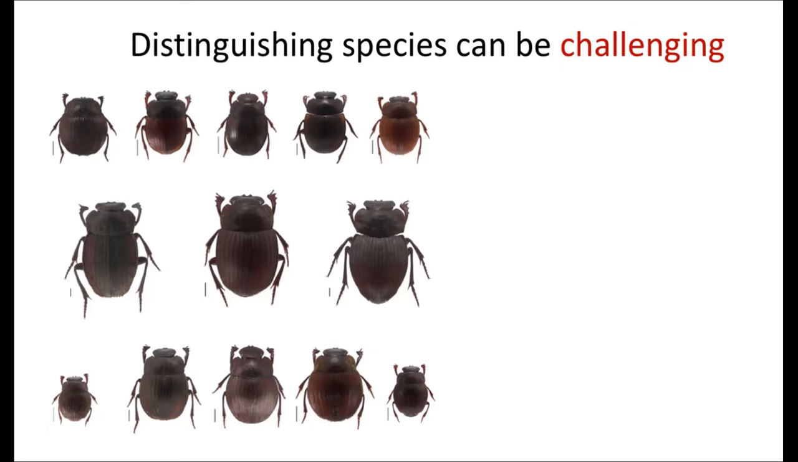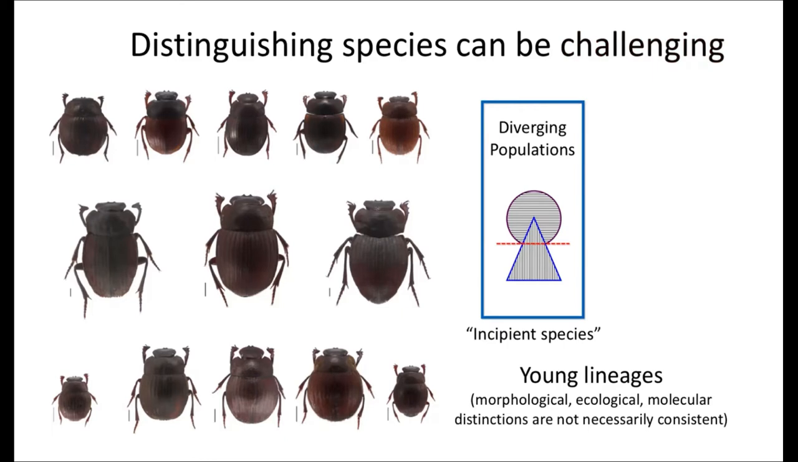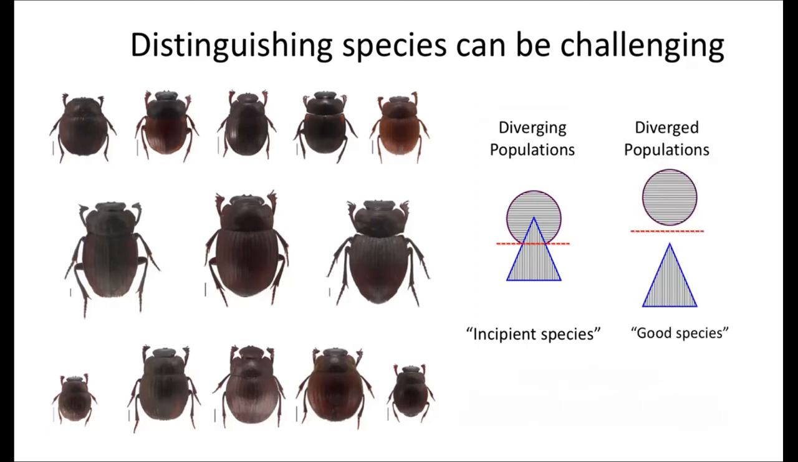So there's a lot of different reasons why distinguishing these species can be difficult. One example is when populations are in the earliest stages of the speciation process. We call these incipient species. These are very young lineages where morphological, ecological, and molecular distinctions are not necessarily consistent and easily discernible. But there are other cases where distinguishing species can be very challenging as well. For example, even in very diverged populations composed of what we would call good species, we can have a hard time telling species apart when they're engaging in gene flow. So hybridizing lineages are another type of scenario where distinguishing species is very hard.